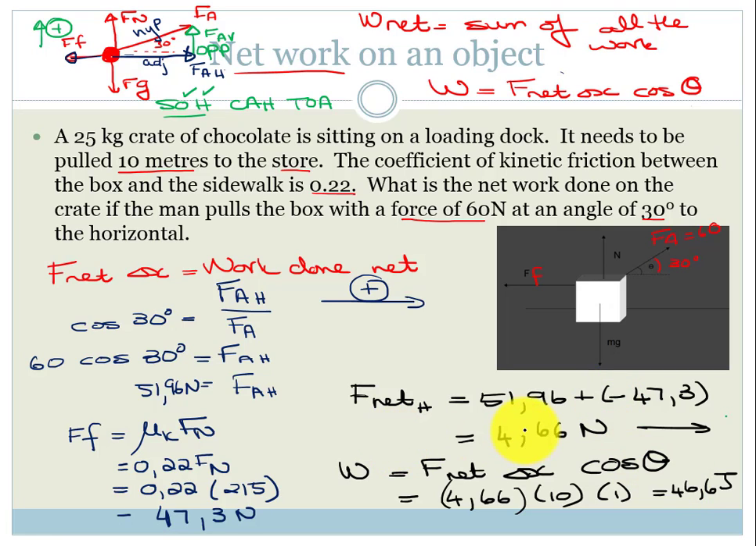Okay, so that is one way that you can do the question. The other way that you can do this question is you could basically work out the work done by the applied force. Then you do the work done by the frictional force, and then you just add them and you will get exactly the same answer.